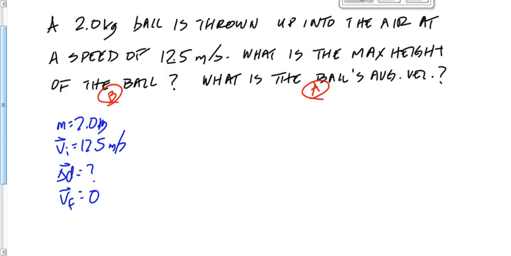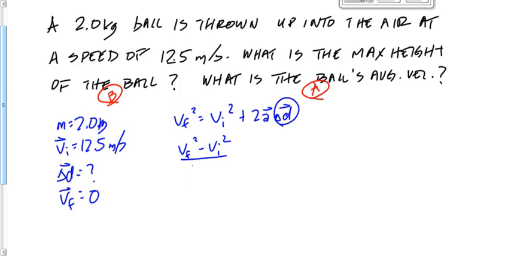Let's maybe try, I don't know, VF squared is equal to VI squared plus 2AD. That seems to be so often the one we end up using. We're going to solve for delta D here. VI goes over by subtracting. VF squared minus VI squared over 2A equals delta D.